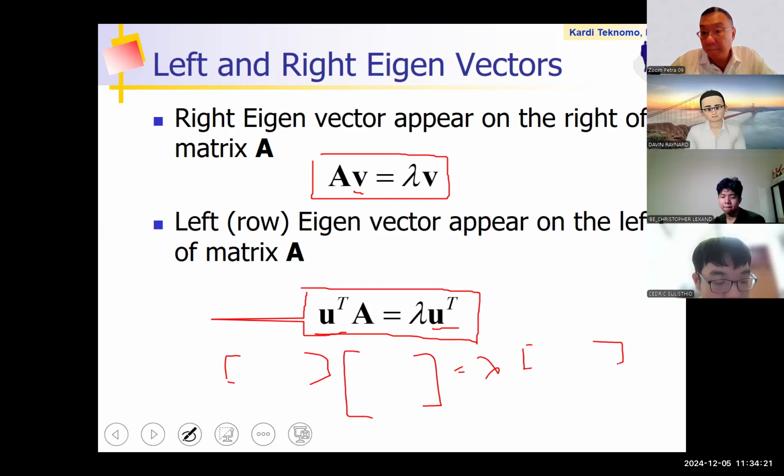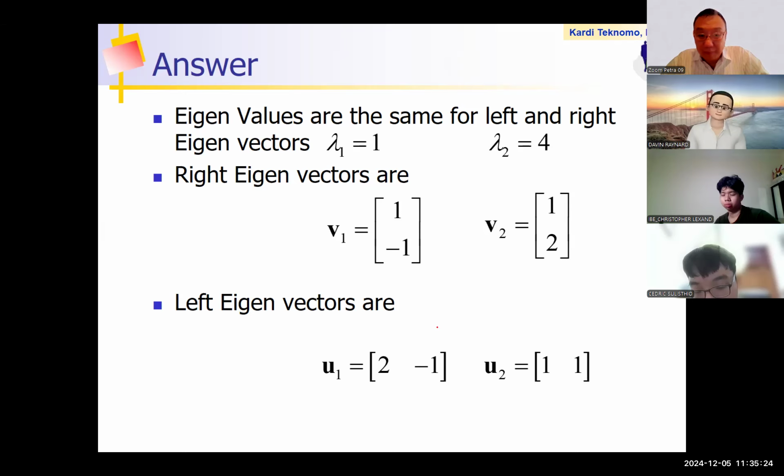Let me give an example first, sir. Okay, let's do the example. Actually the eigenvalues are the same, both left and right. The eigenvectors, these are the 1 and 4, and from there you can get the left and right eigenvectors. Exactly the same but different numbers.